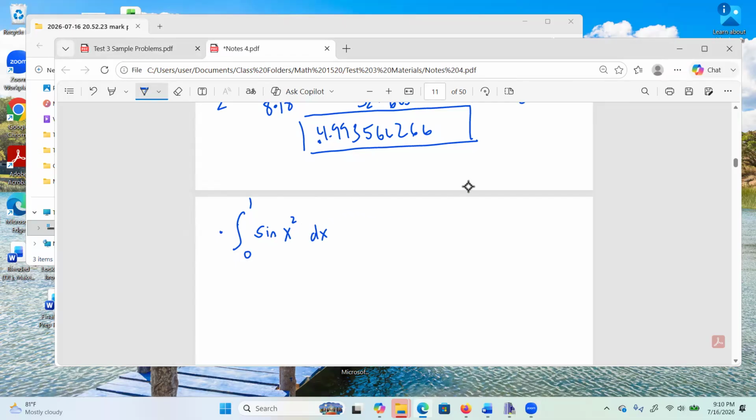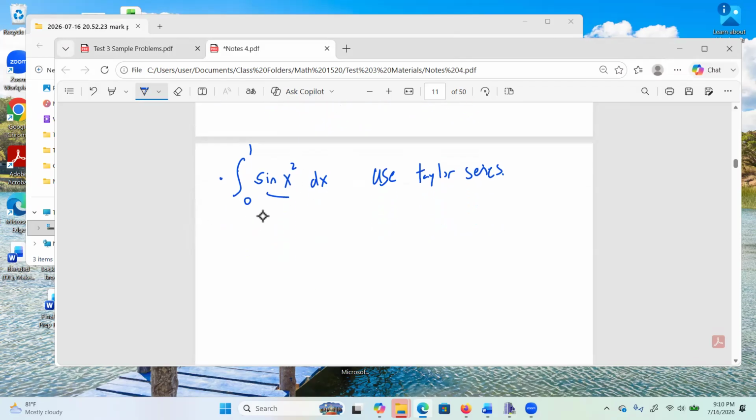So our job is that we're going to use Taylor series, or Maclaurin series, to estimate our integral between 0 and 1 for this thing. What we're going to do is figure out the Taylor series first, and then we'll go ahead and deal with the integral that way.